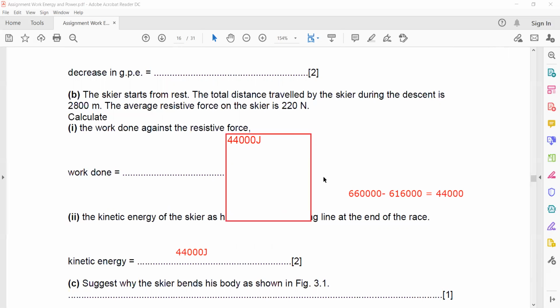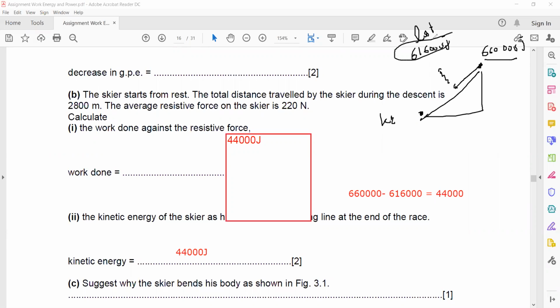Look, at this point the skier had energy of 660,000 joules. When he's coming down, because friction and air resistance oppose his motion, he lost 616,000 joules due to the resistive force. So how much energy is left at this point? Originally it was 660,000. He lost 616,000. The kinetic energy will be the difference, so it will be 44,000 joules.